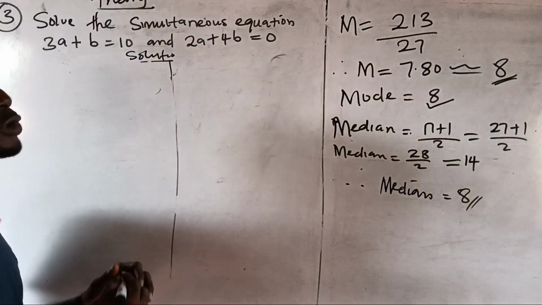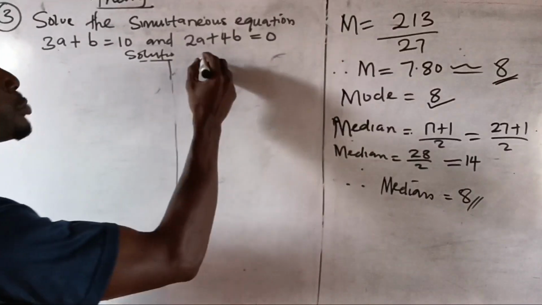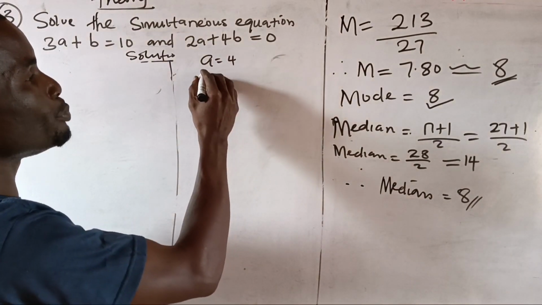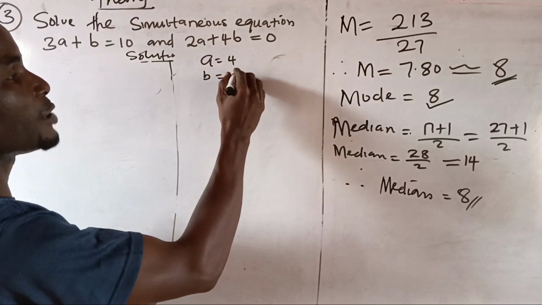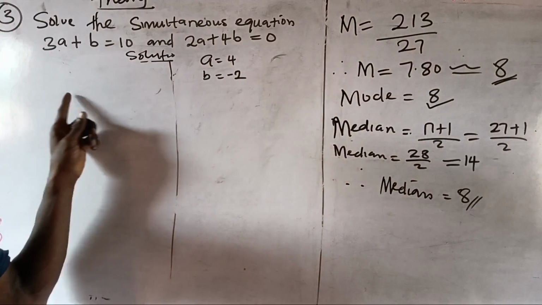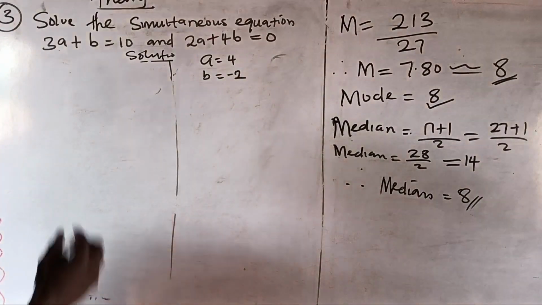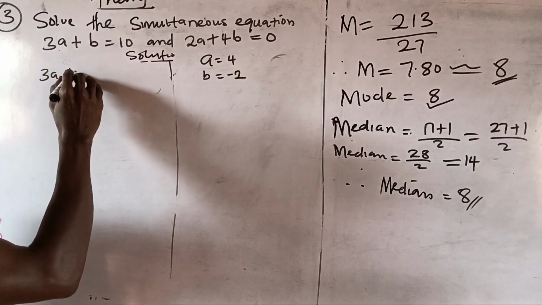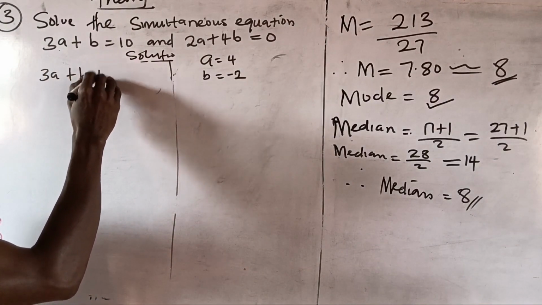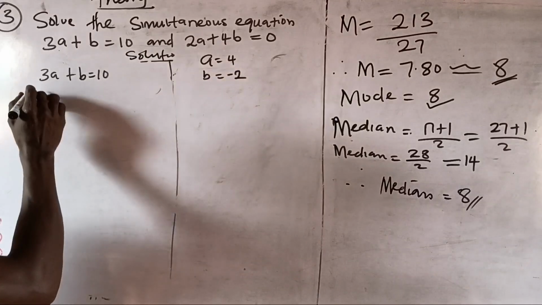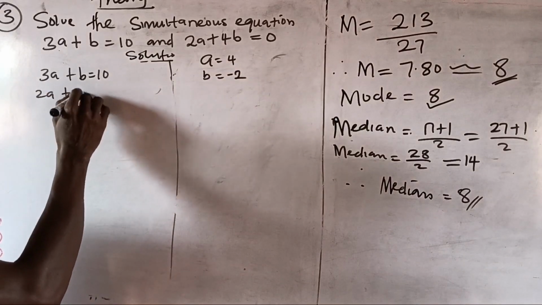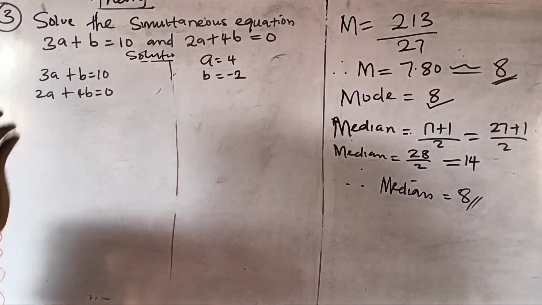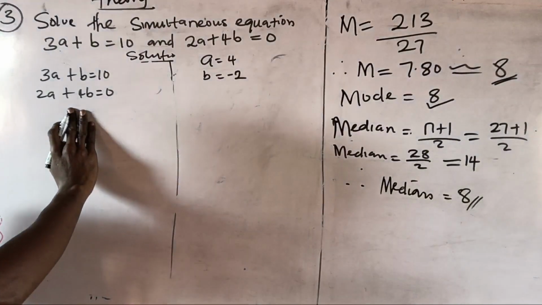In using substitution method, I got what? I got my A to be what? To be 4 and B to be minus 2. So I'm going to use elimination method here. So we have 3A plus B equals to 10 and 2A plus 4B equals to 0. So I want to use elimination method in this place.